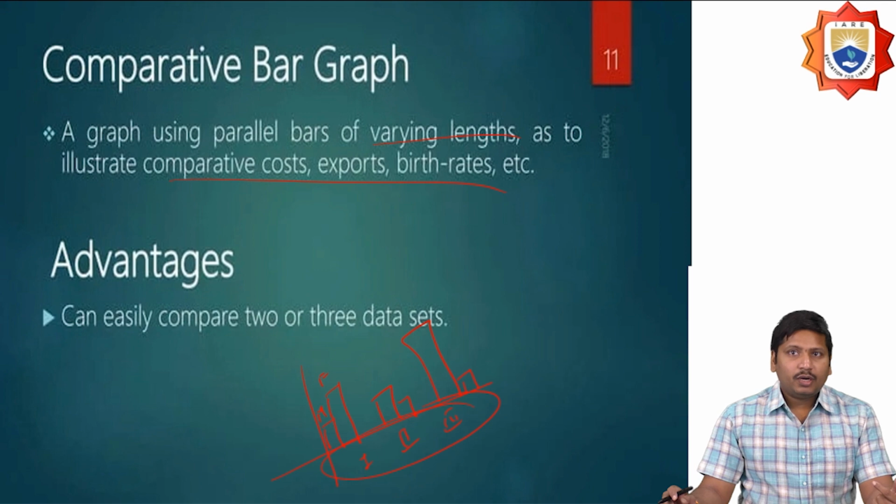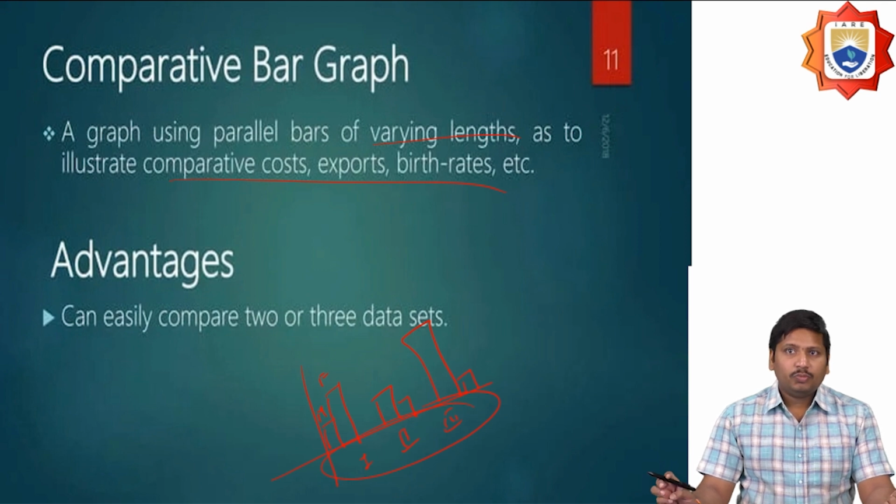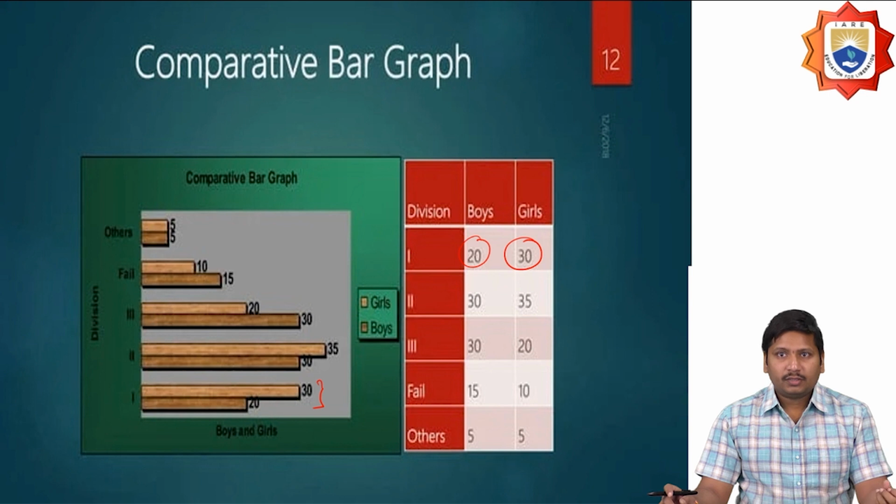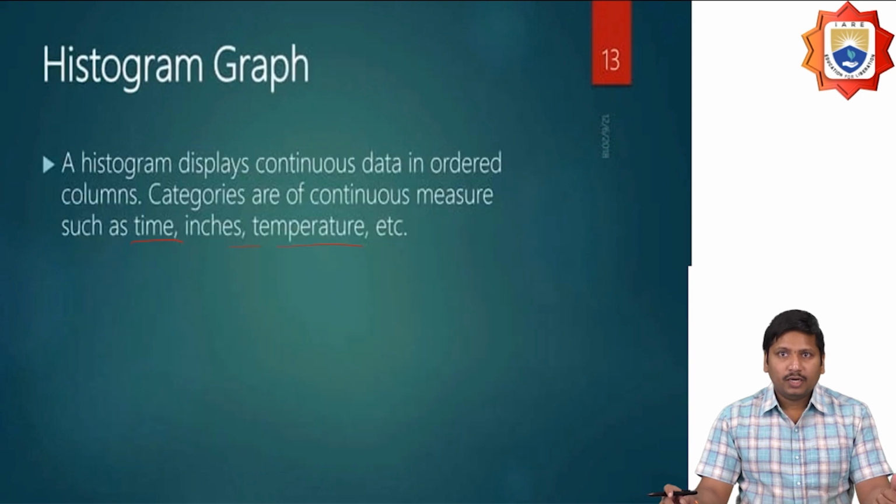So the comparative bar diagram is the thing which shows parallel bars of variable lengths, and the advantage is that we can easily compare them. This should be the particular variable for different characteristics. If I want to use that, then I have to go for the comparative bar diagram.